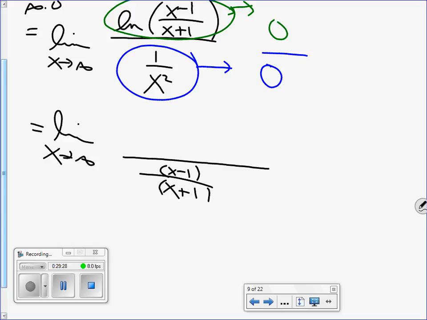So that's my u. Now I need u prime. What's the derivative? Use the quotient rule. Let's start with high and low. Low is x plus 1. The high is 1.